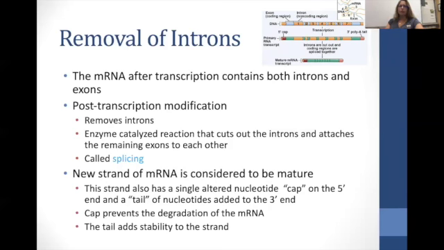This new strand of mRNA is considered mature, and we are going to put a cap and a tail on it. A cap on the 5' end and a tail on the 3'. This protects it from all of the enzymes that are in the cytoplasm. So as those enzymes want to eat away at this mRNA, it's got a buffer zone between the stuff and the message.